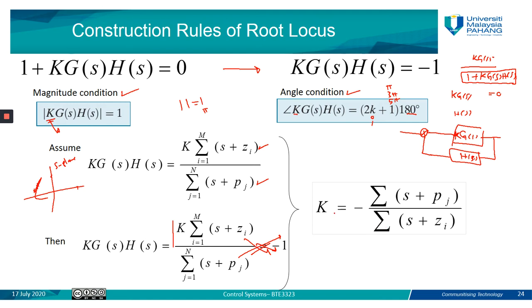So the value of k, which makes the point a part of the root locus, will be given by this equation, which is S plus p_j for any value or for any pole, and this one for zero. Okay, so we will see now what are the rules that we need to apply in order to draw our root locus for a specific open loop transfer function.